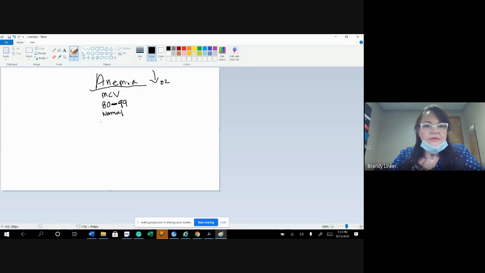And so the way that we can divide up anemias is by their MCV. So you can have a low MCV, and you can have a high MCV, which obviously low would be less than 80, and then high would be greater than 99. There are a couple of test questions on your test where I'm going to tell you a few of the qualities of the red blood cell, like the MCV, and I want you to know which anemia I'm talking about based on the qualities that I give you.